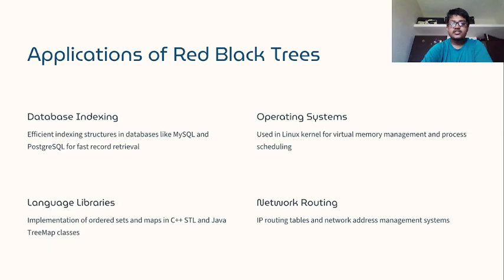Now we can see some applications of red-black trees. Red-black trees are widely used in many real-world systems. They are used in database indexing to allow fast searching of records. Operating systems like Linux use them in their memory management and scheduling. They are also used in programming language libraries. For example, Java TreeMap and C++ STL map and set are implemented using red-black trees. Because of their guaranteed performance, they are very useful for managing and sorting data efficiently.